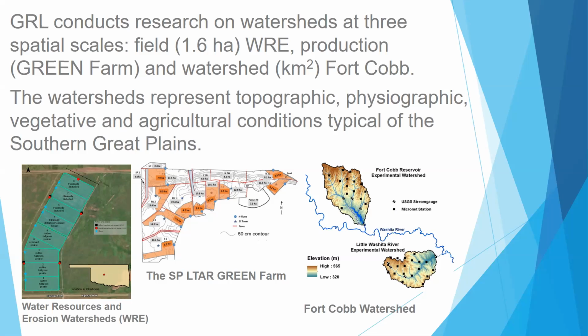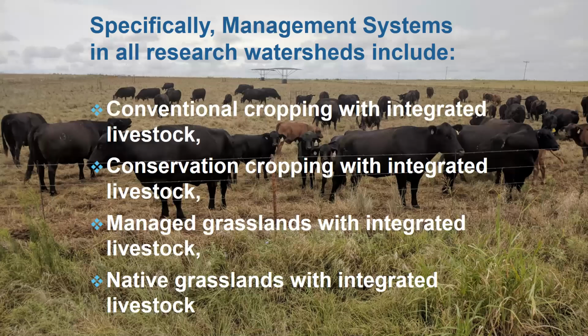And then finally, Fort Cobb, it encompasses kilometers of area, but a given management is likely to be more on the order of 40 to 100 hectares, so another order of magnitude larger. Each of these watersheds represents topographic, physiographic, vegetative, and agricultural conditions typical of the Southern Great Plains.